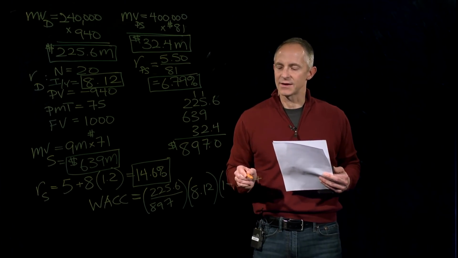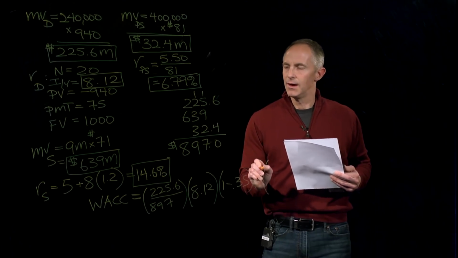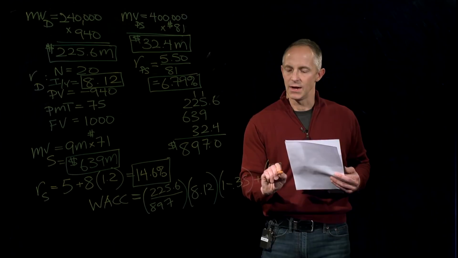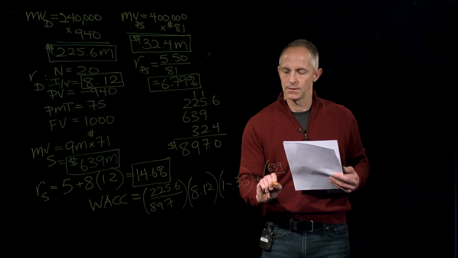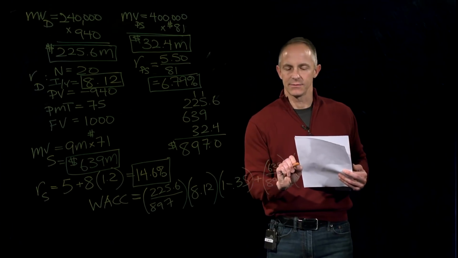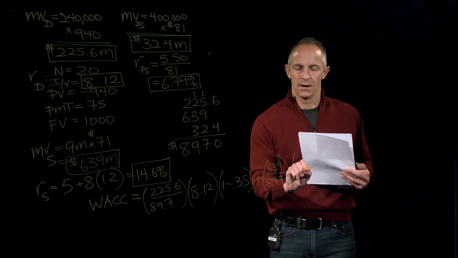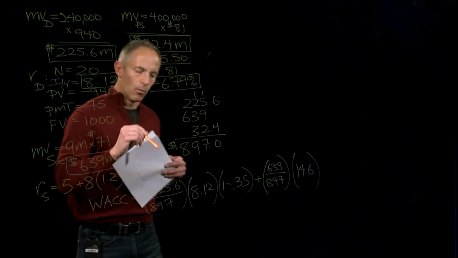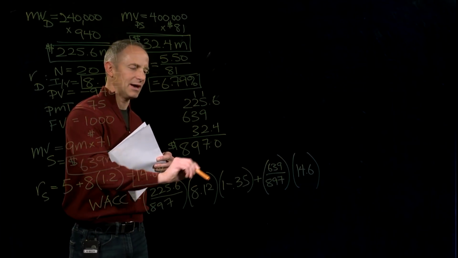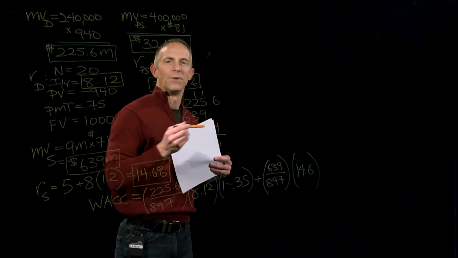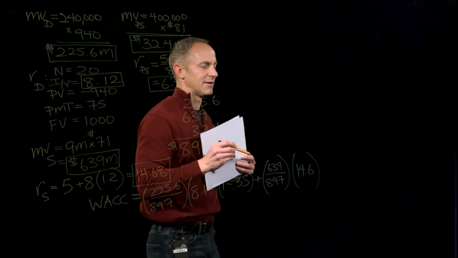Since we did the common stock next, let's do that. So the common stock is worth 639 million of that 897. And we multiply that by its cost of 14.6. All right? So we've got the weight of the debt multiplied by the cost of debt multiplied by 1 minus t. Now we've got the weight of the common stock multiplied by the cost of that common stock.